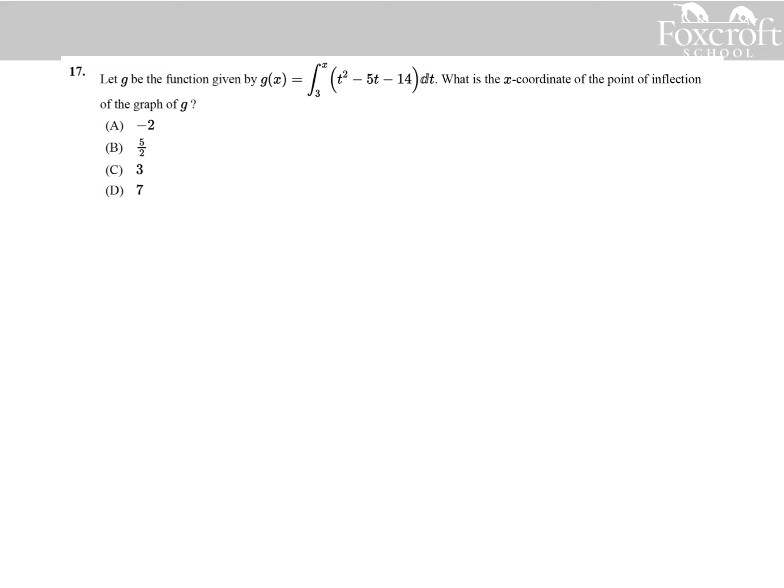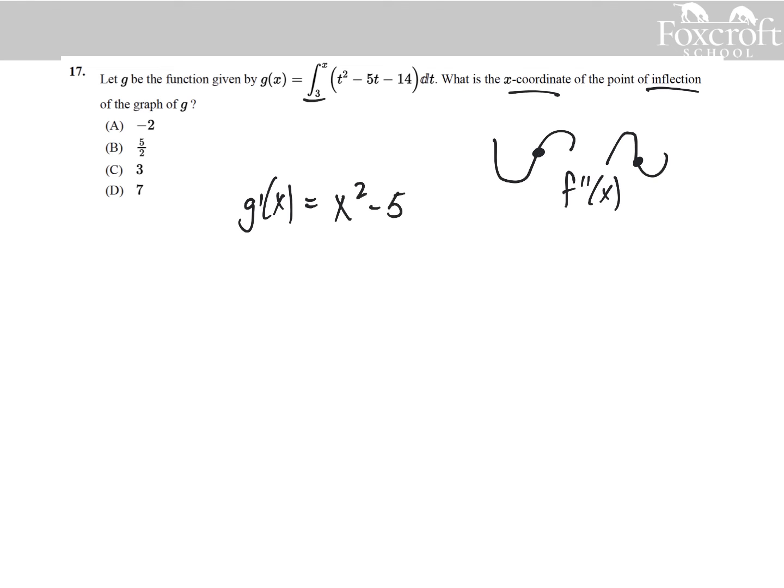All right, so g is going to be this function defined this way. What is the x-coordinate of the point of inflection? So the point of inflection is when our graph goes from concave up to concave down, or vice versa, concave down to concave up. And that has to do with the second derivative. So the first thing I'm going to do is find the second derivative of this function. Well, the first derivative, remember when you're taking the derivative of something with this integral sign, they kind of cancel out. So the first derivative of this is actually the first part of the fundamental theorem of calculus. The first derivative is x squared minus 5x minus 14. Just plug that x in for those t's. And now I can take the second derivative the way we always do, 2x minus 5.